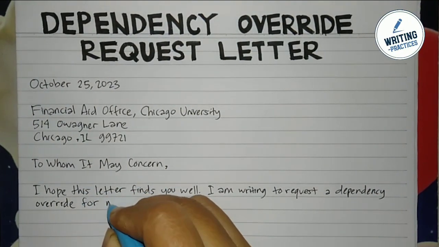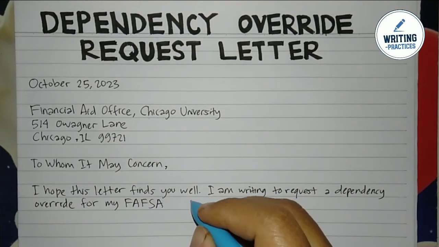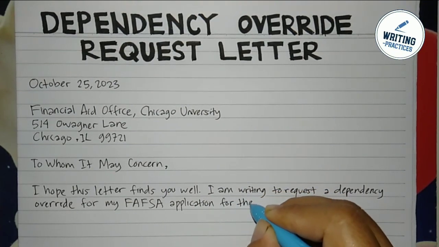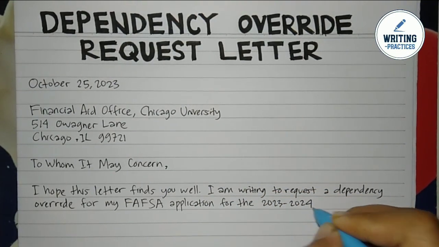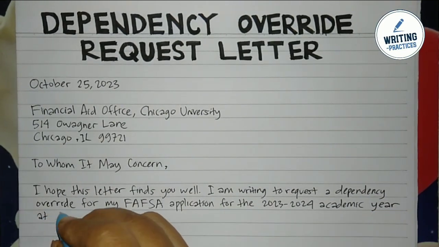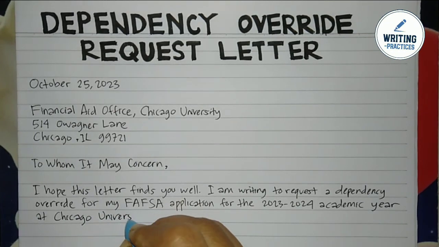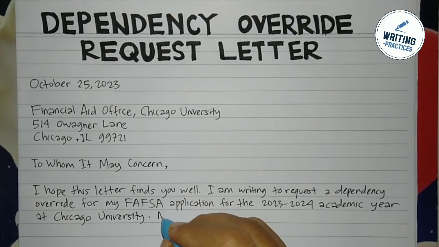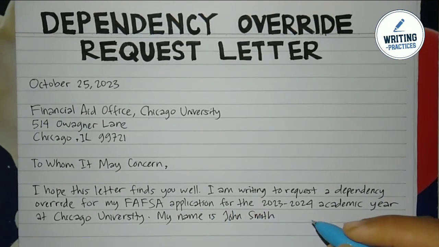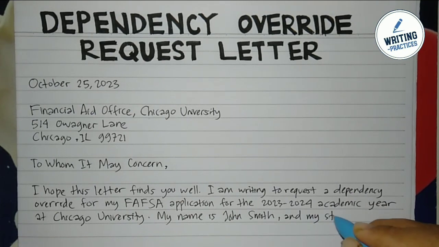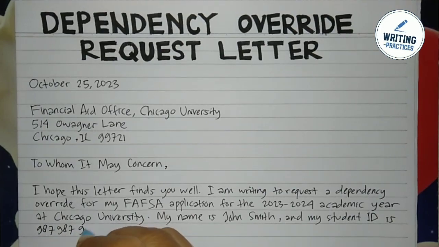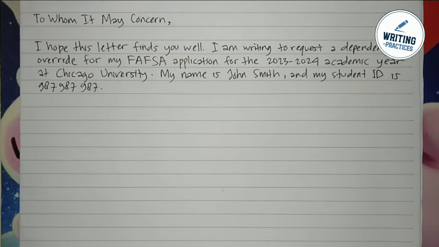In this case, you need to mention your FAFSA application, academic year, as well as the university name. So, for example, you can write, I am writing to request a dependency override for my FAFSA application for the 2023-2024 academic year at Chicago University. After that, you must introduce yourself. Simply, write your full name and your student's ID. In this example, the writer told the recipient that his name is John Smith, and his student ID is 987987987.